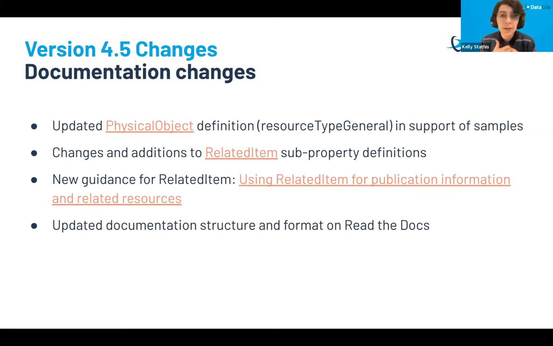Finally, there were also a handful of changes in the documentation for this version. We updated the definition of physical object to be more inclusive of biological samples. And specifically, we altered it to remove the inanimate qualification because not all samples are inanimate physical objects. We also updated the related item subproperty definitions for clarity, added a new guidance document to this property with examples, including looking at the relationship between related item and related identifier.